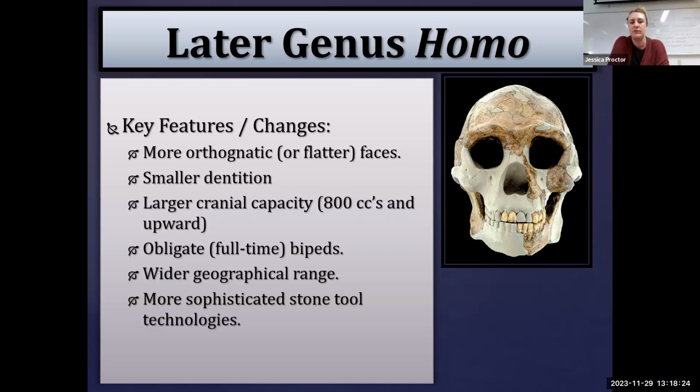The robust forms were an evolutionary dead end, most likely because their diet was way too narrow. They were focusing in on just rough, tough vegetation and tubers, and were not including a whole lot of other food sources in their diet.